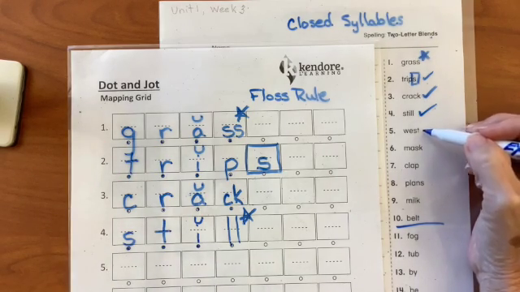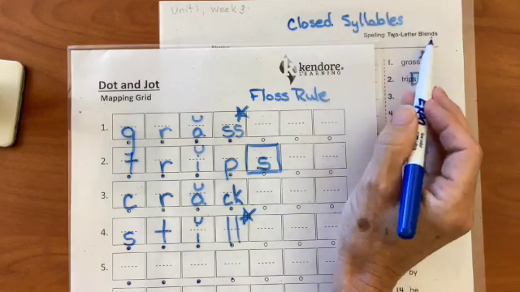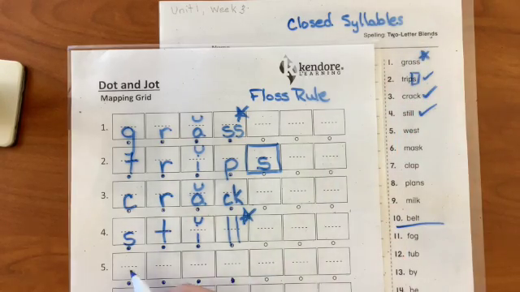Number 5 is west. West. Oh, here's my 2-letter blend. There's my concept, 2-letter blends. West. I hear a short vowel sound. St. Here and here. They're 2 separate sounds. That's why they're called a blend, because I can hear both of them.